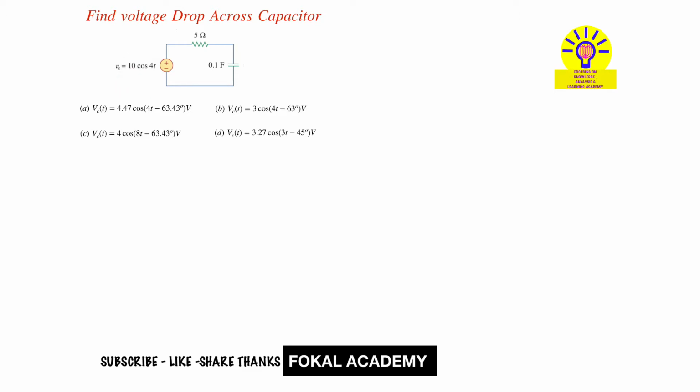So here the amplitude is 10, the angular frequency is 4, and the phase angle is 0. So the voltage source in phasor form has amplitude 10 and phase angle 0. So this is the source voltage. Now here these two components are in series. So let the voltage drops be V1 and V2.